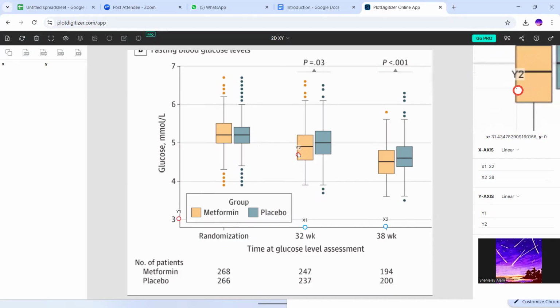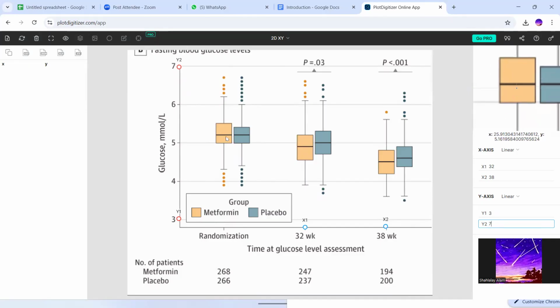Y1 3, Y2 7. I'll write it as 3, 7. Okay, I calibrated it. Now what I'll do? They are requiring me to extract data for mean and standard deviation. See, this line is mean, this middle line. They are saying that the yellow box is metformin and the gray box is placebo.